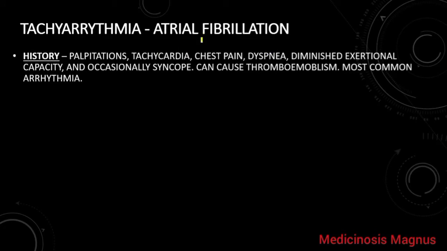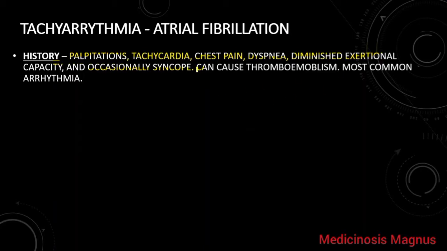Atrial fibrillation, tachyarrhythmia, as the name suggests, we know that the heartbeat is going to be high. So the patient has palpitations, tachycardia, and chest pain, and the patient will have dyspnea, diminished exertional capacity, and occasionally syncope. This is because the heart is pumping so fast, but the cardiac output is not given properly. The heart is just trying to run, but it is not producing enough amount of blood.